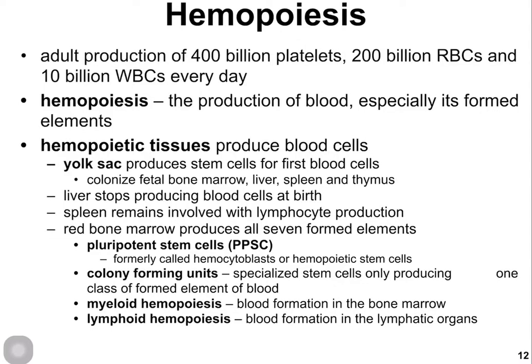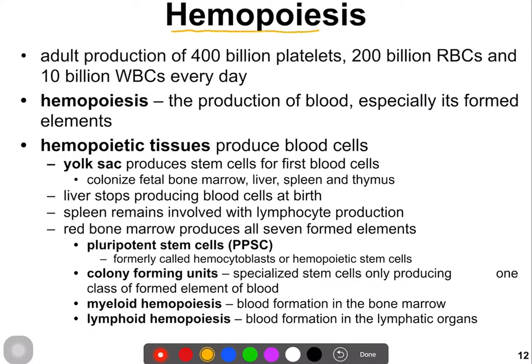So in this video, we're going to look at the concept of hemopoiesis, which is basically a fancy way of saying making red blood cells. To give you an idea, this is a very busy process in that we're not talking hundreds, we're talking billions of cells that have to be made on a regular basis. Now, hemopoiesis is the production of blood, especially its formed elements.